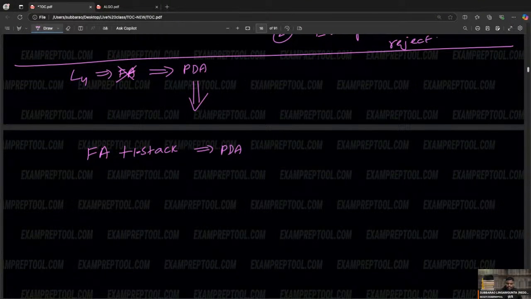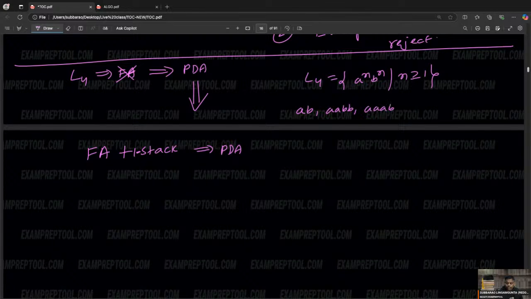Some people are asking, sir, using PDA, how do you solve L4? Let me write now. What is L4? L4 is equal to A power n, B power n, where n is greater than or equal to 1. If you see the valid strings: single A, single B; double A, double B; triple A, triple B; and so on. Number of A's equal to number of B's.